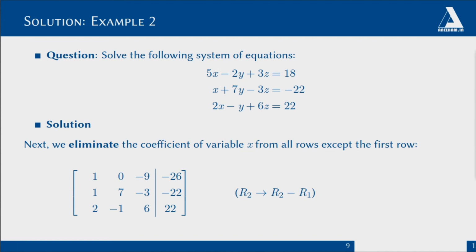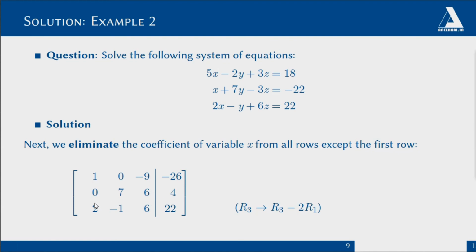Now we eliminate the coefficient of the variable x from all rows except the first row. That is, we have to eliminate this 1 as well as this 2. In order to eliminate this 1, we replace this row with R2 minus R1. Here it is 1, here also it is 1, so 1 minus 1 will become 0. Then 7 minus 0 is 7. Minus 3 minus minus 9 is 6. Minus 22 minus minus 26 will be 4. So it is 0, 7, 6, 4.